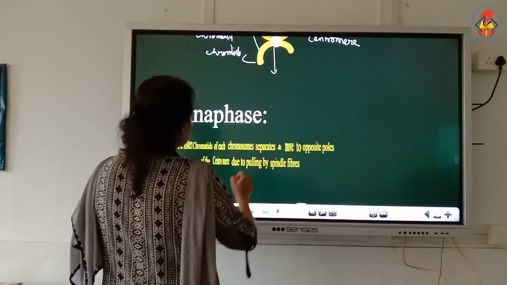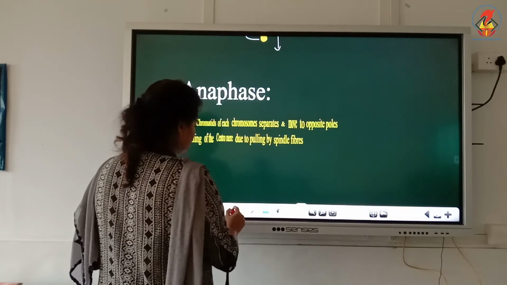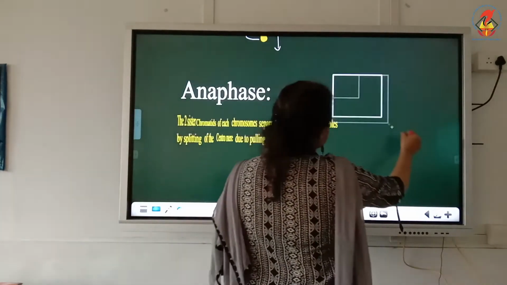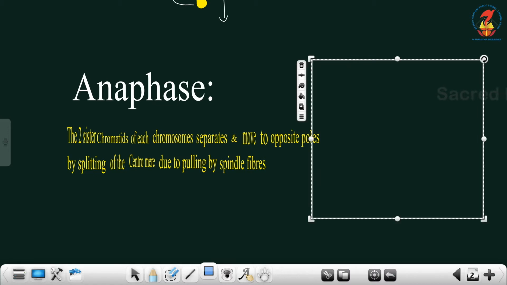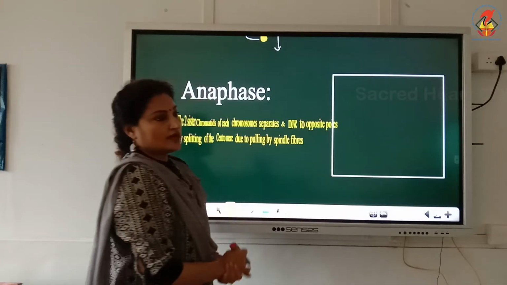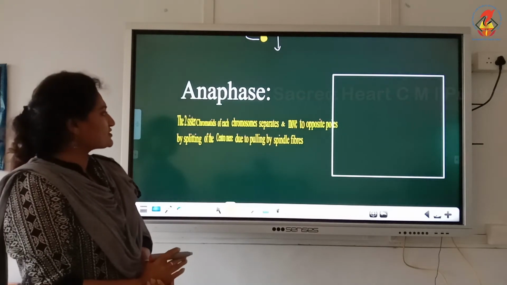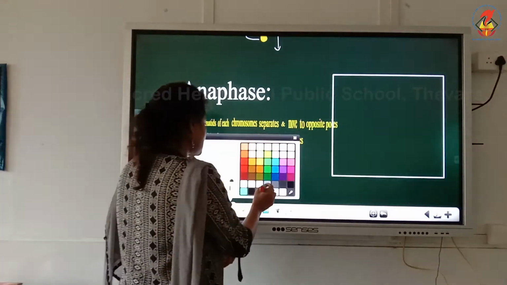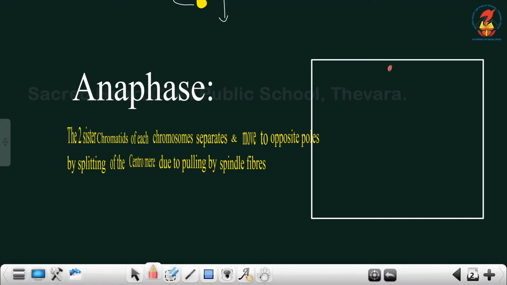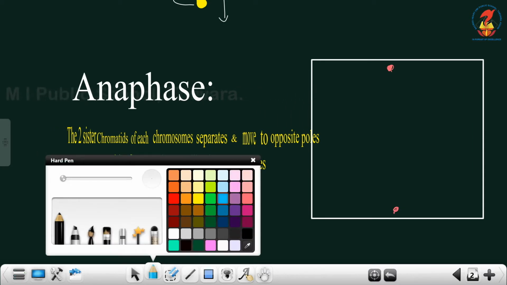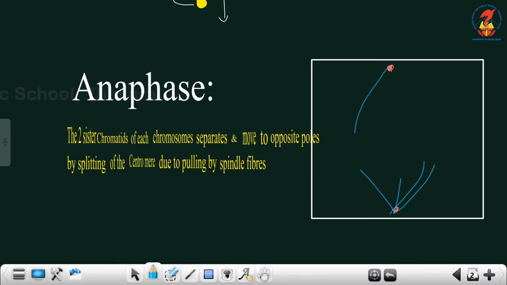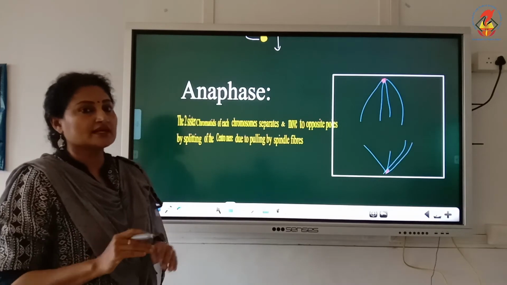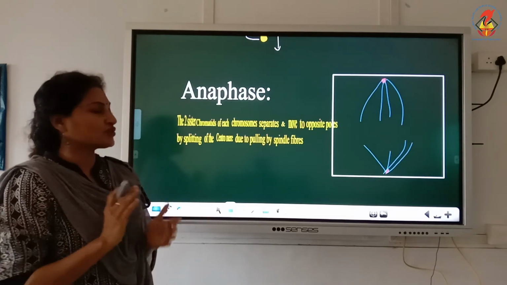Next we will move to the anaphase stage. Now, as usual, I am drawing the boundary which represents the cell wall or the plasma membrane. Now here what happens? A very, very important event occurs. I told you the centrioles at the poles had given out spindle fibers. Now these spindle fibers contract, and when they contract, they pull or they split the centromere of each chromosome.